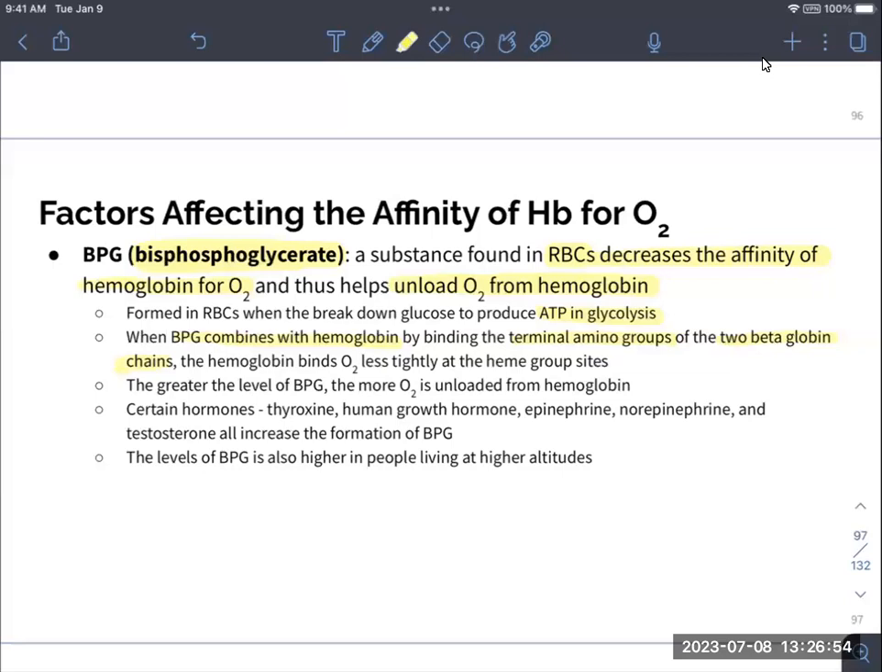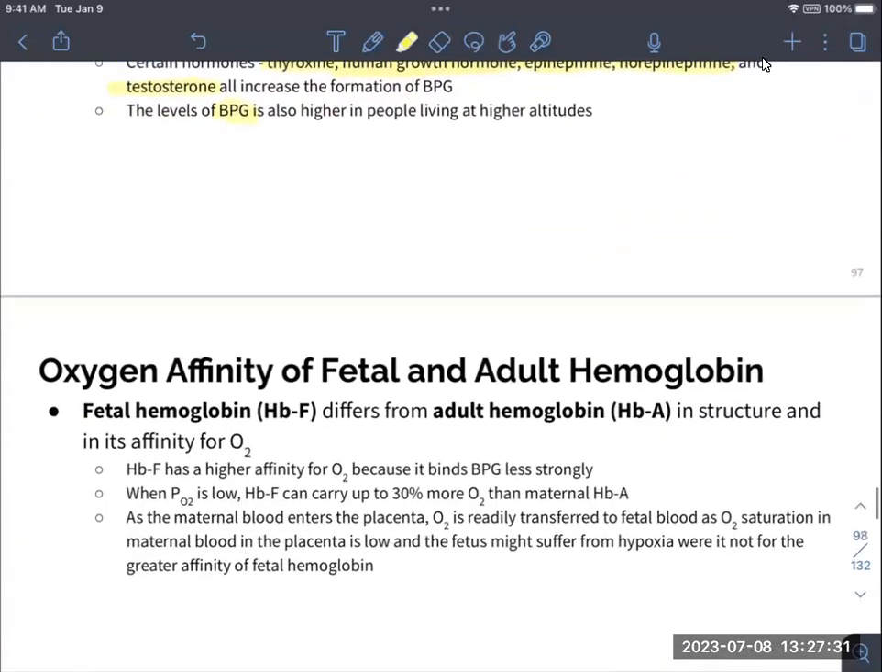Hormones can have some of this effect. Thyroxine, thyroid hormone, growth hormone, epinephrine, norepinephrine, testosterone, they cause more of this bisphosphoglycerate to be created, which causes more oxygen unloading from that hemoglobin. People who live in higher altitudes actually have higher levels of this bisphosphoglycerate. It makes more oxygen readily available for their tissues.